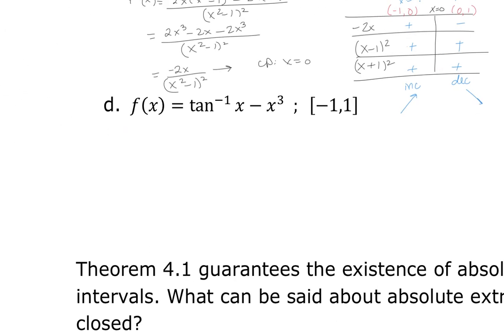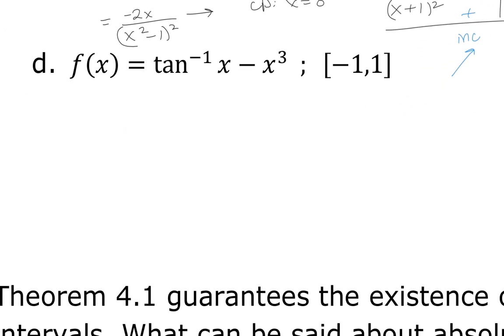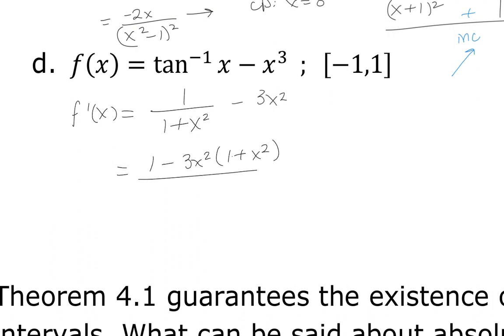Now, let's take a look at this function. So let's do its derivative, f prime of x. The derivative of the inverse tangent is 1 over 1 plus x squared, and then the derivative of 3 times x cubed is going to be 3x squared. Making a common denominator, I'm going to get 1 minus 3x squared times 1 plus x squared, all over 1 plus x squared.